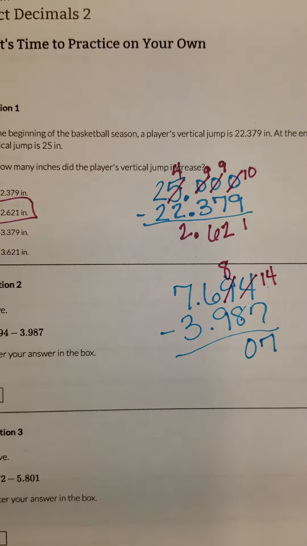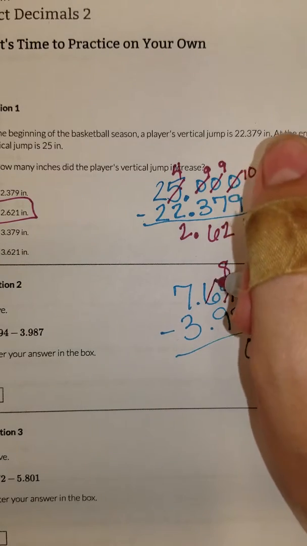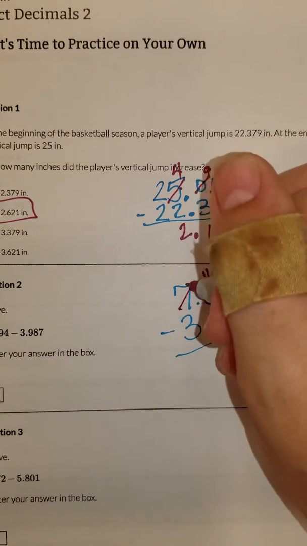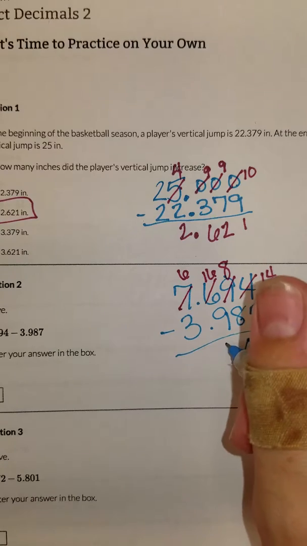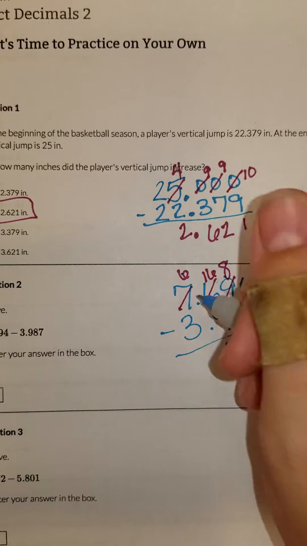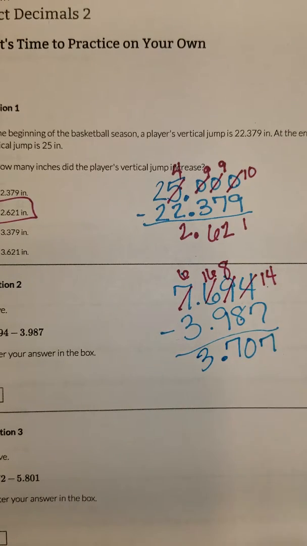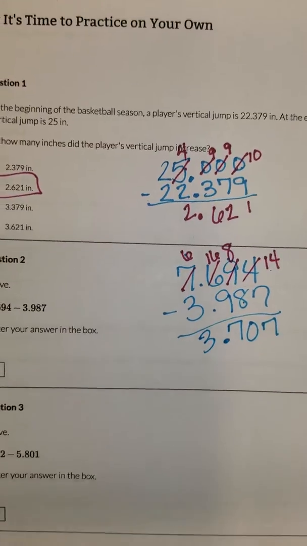Uh-oh, I can't do 6 minus 9. So that's going to be 16 by borrowing from the 7. So 16 minus 9 is 7. 6 minus 3 is 3. So my answer is 3 and 707 thousandths.